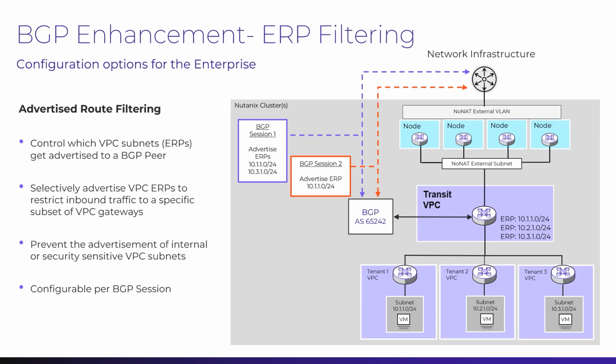This enables customers scenarios where some VPC subnets are reachable only from within the VPC, while others are exposed to the public-facing uplinks, all reachable from a single VPC. This helps prevent unintentional exposures of sensitive or internal subnets by ensuring only designated ERPs or networks are advertised to the external peers.